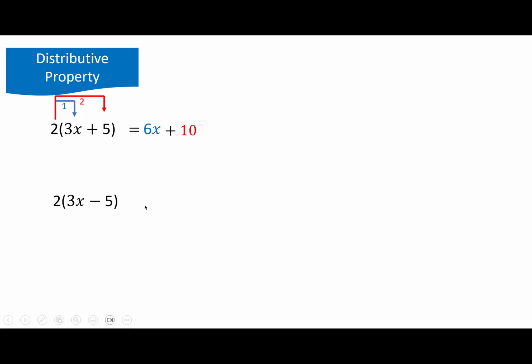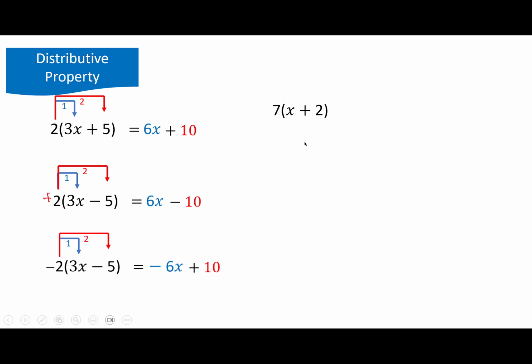This is a similar example, but here I put a negative here because I want you to remember this is positive. So 2 times 3x, that's 6x. Now, positive times negative is negative, minus 10. Here, I put a negative here. Negative times positive is negative, negative 6x. Negative times negative is positive, plus 10.